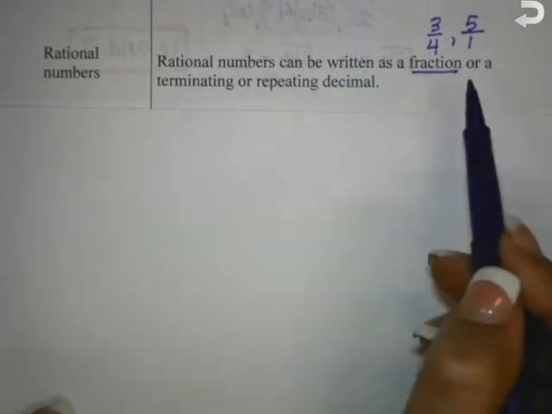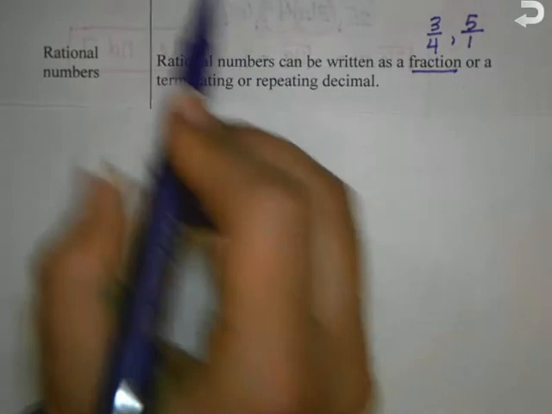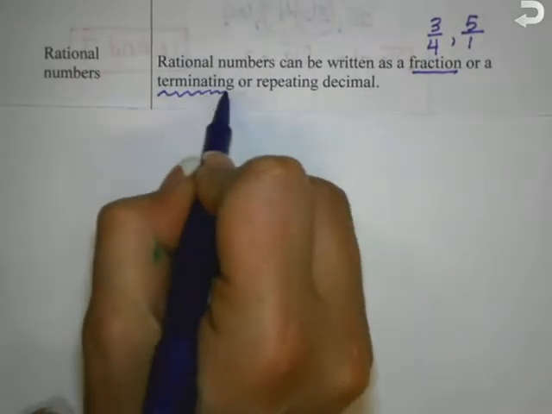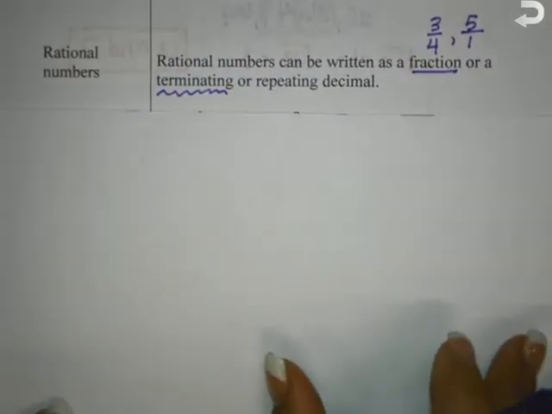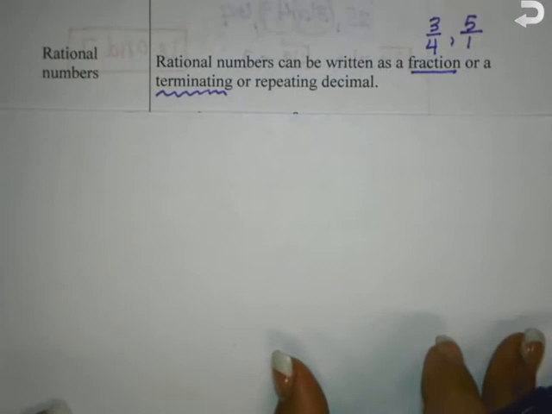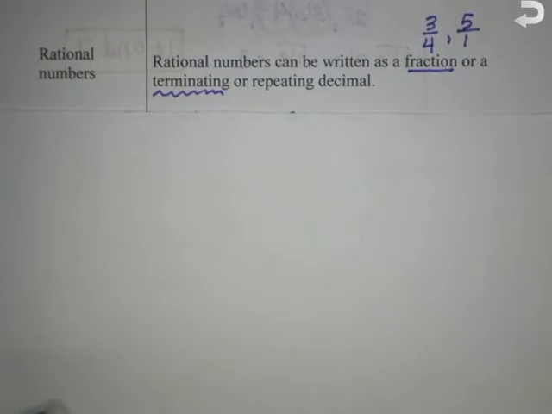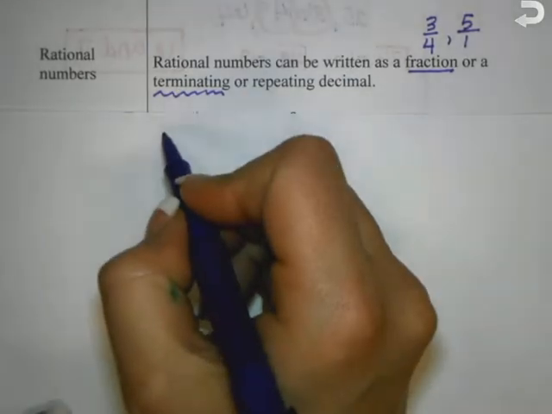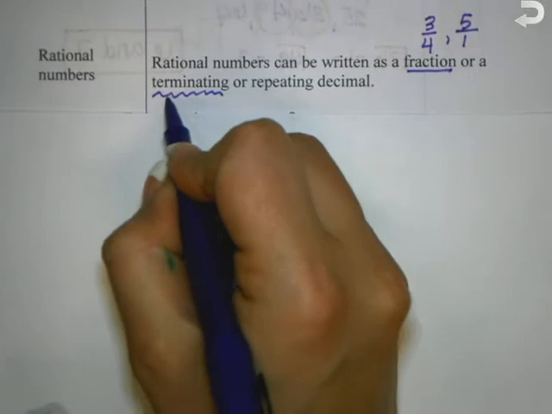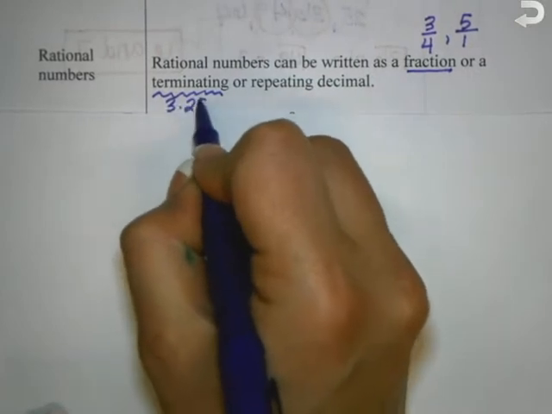It can be written as a terminating decimal. What would a terminating decimal look like? What does terminating mean? It means that it ends, right? A terminating decimal is a decimal that ends. So something like 3.25. It doesn't go on and on and on. It stops at some point.